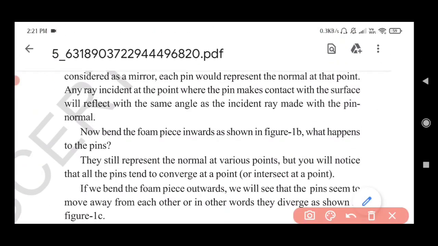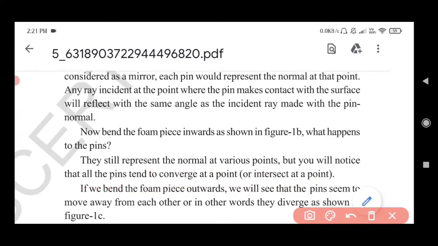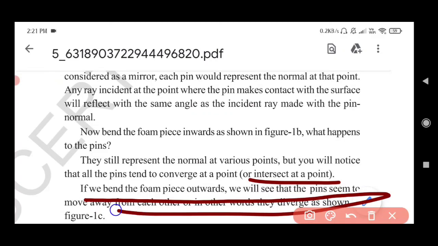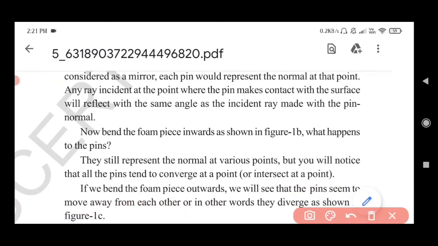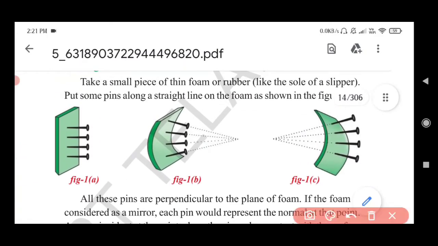Now bend the foam piece inwards as shown, and let's see what happens. They still represent the normal at various points, but you will notice that all pins tend to converge at a point or intersect at a point. If we bend the foam piece outwards, we will see the pins seem to move away from each other. In other words, they diverge as shown in figure 1c. So now let me explain to you.